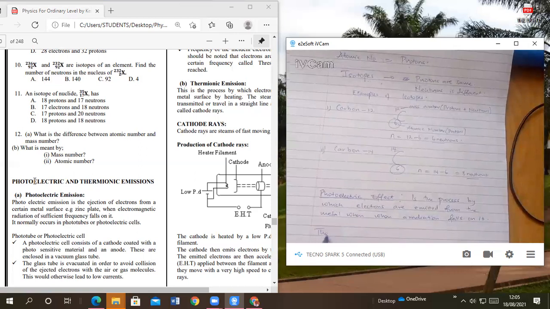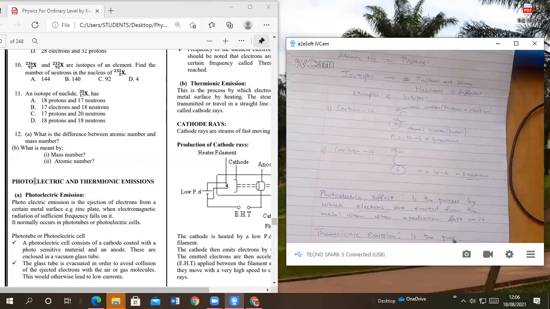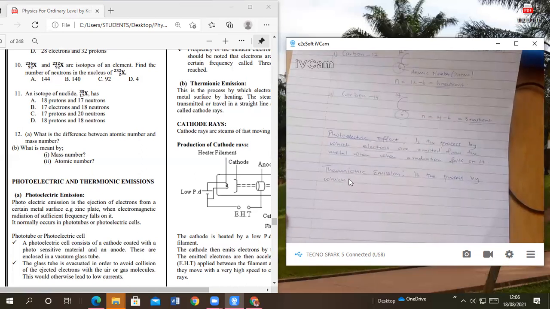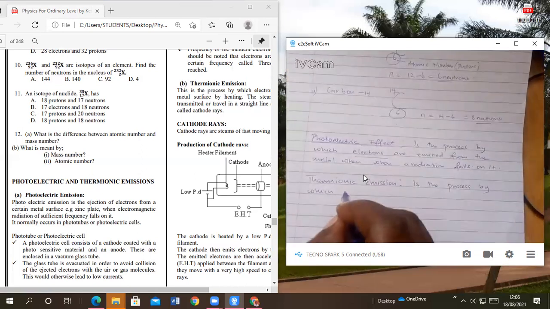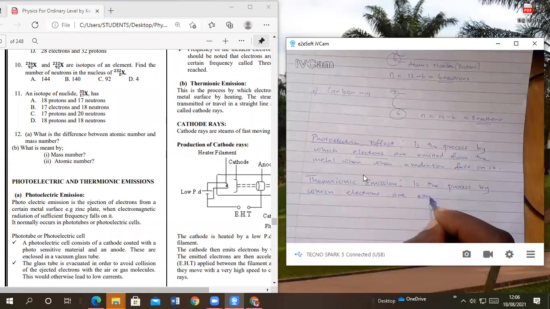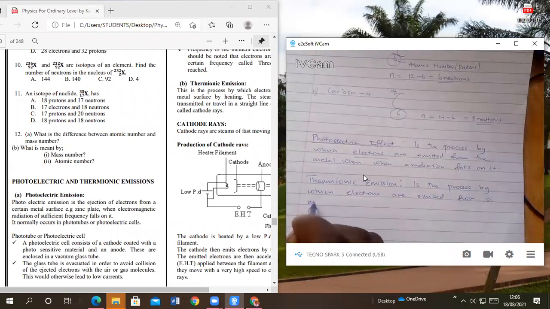And then thermionic emission. This one is the process by which electrons are emitted from a metal surface when heated.